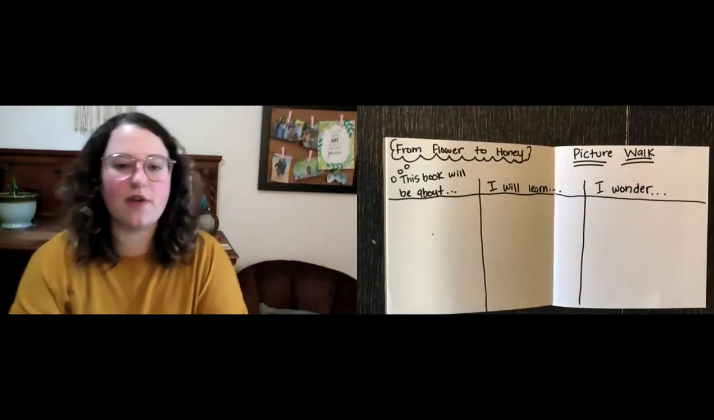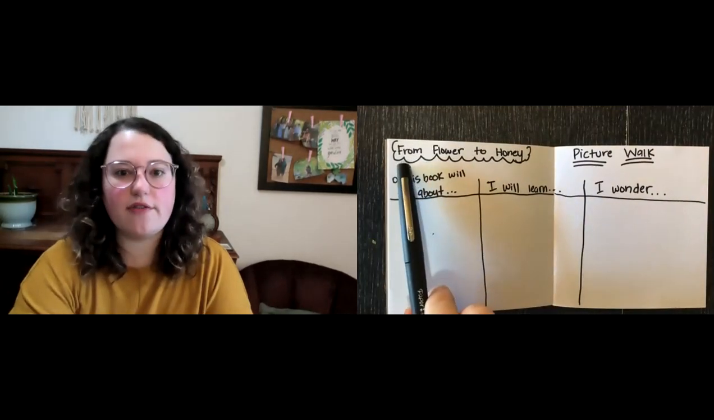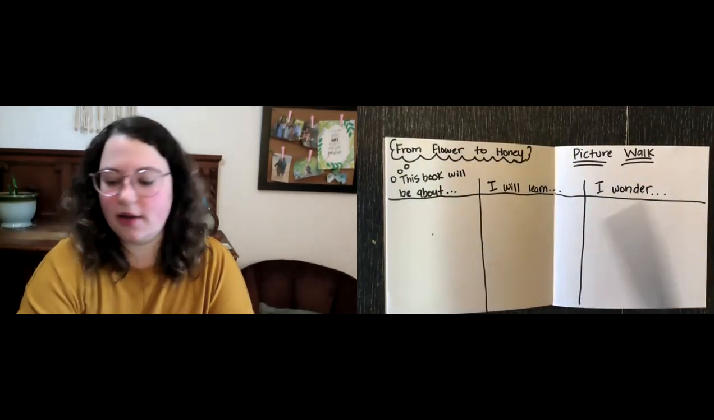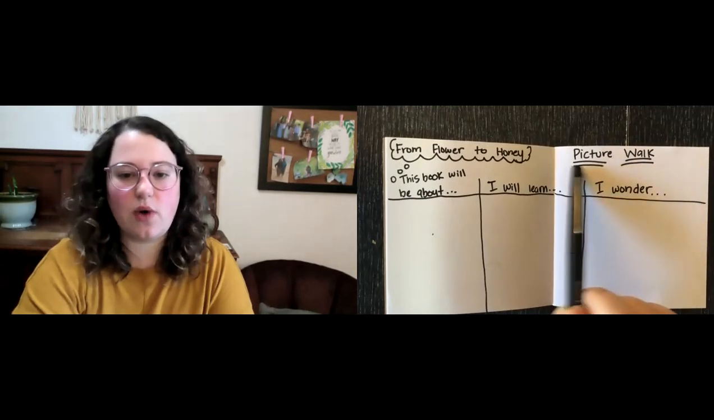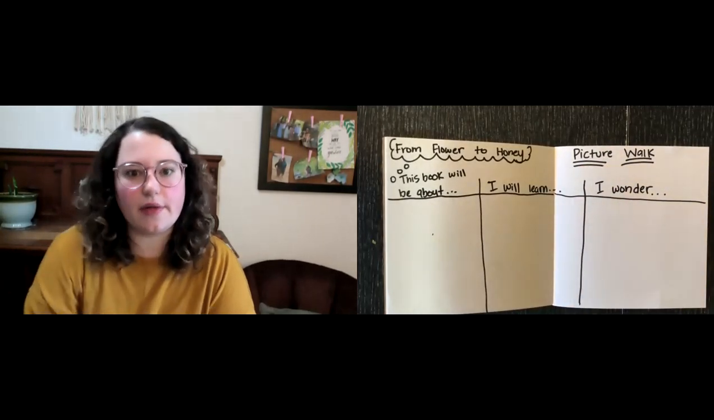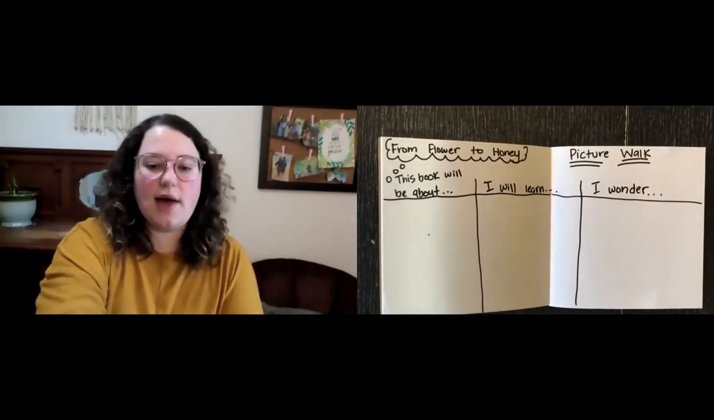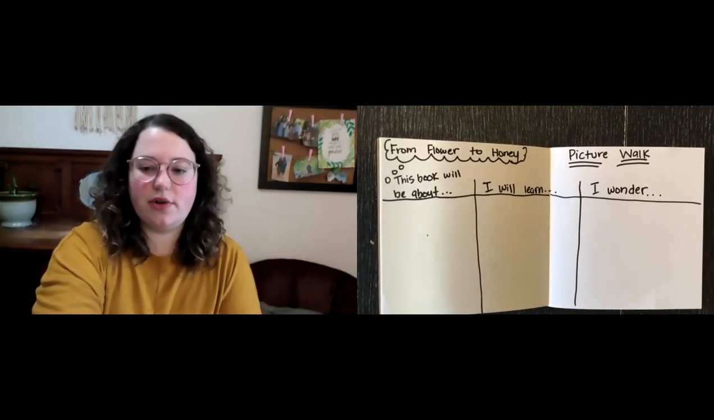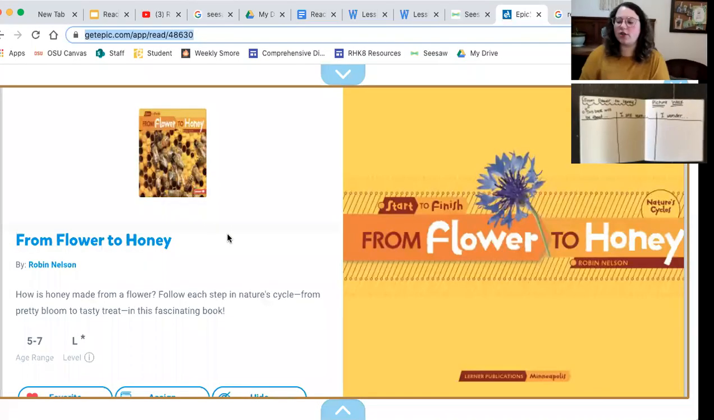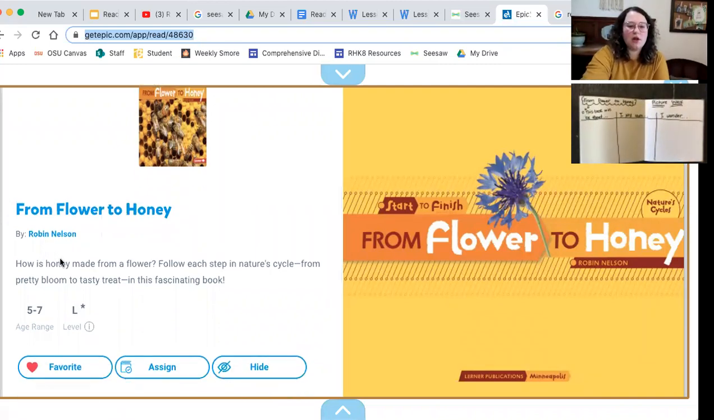So make sure that you have your reading notebook, you have the title written as your heading, you've labeled it as a picture walk, and you have these 3 columns all ready to go. So you can go ahead and pause right here if you want to take a second to set up your page. I'm going to share my screen with you and show you today's book. So first we're going to do what we did yesterday with this book. We're going to look at the cover, From Flower to Honey, the title that we have right here, and we are going to read the book description.